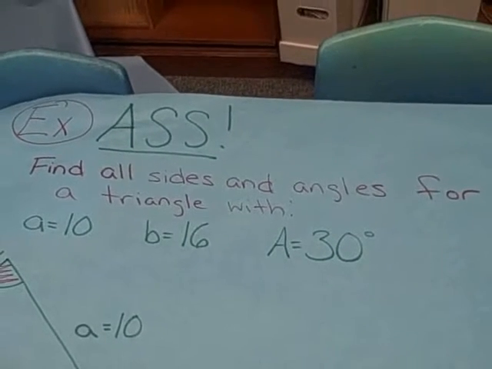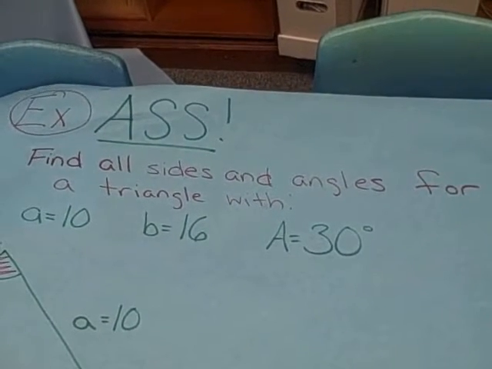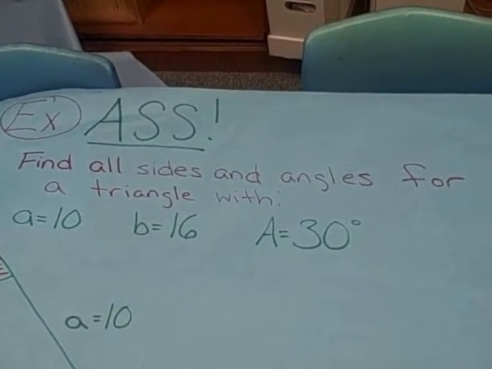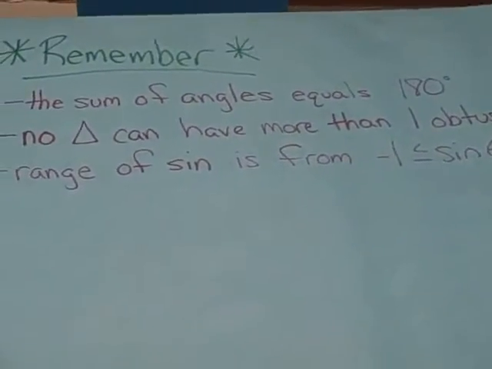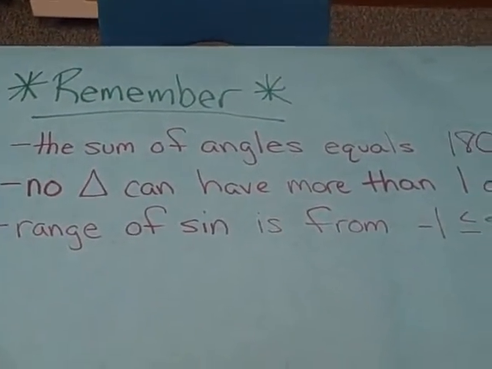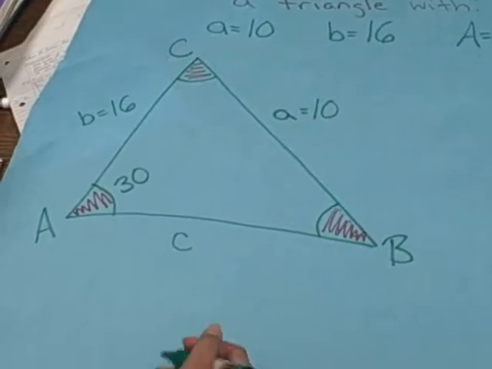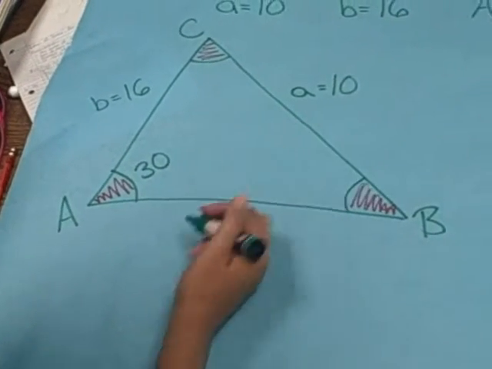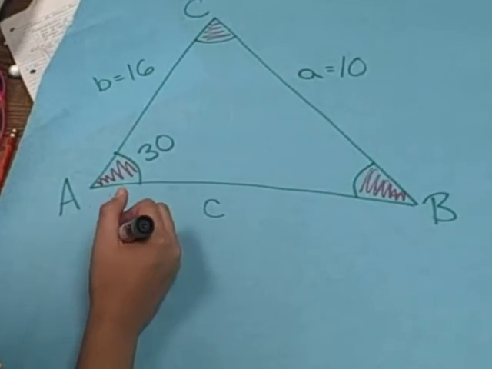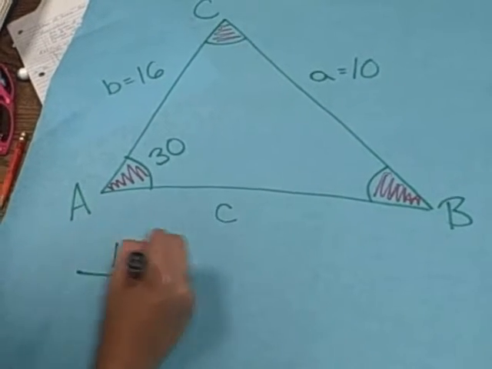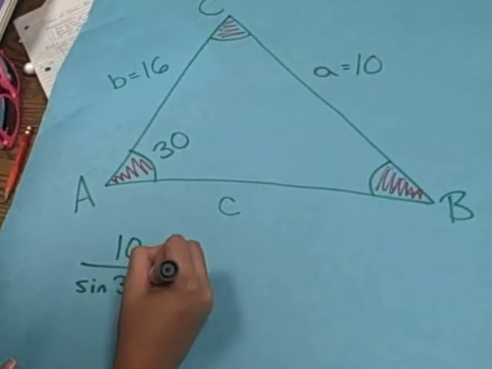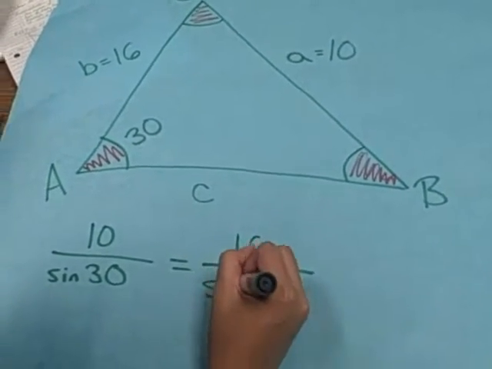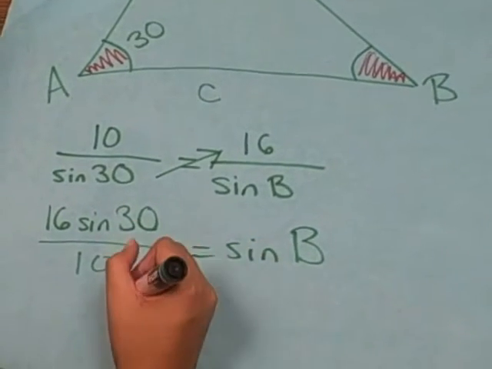Okay, and this is our third example, in which we will be discussing the ASS problem, the angle side side. And there are three important things you need to remember for an ASS problem. So to begin this problem, we will start by finding our big B. So we see what we have given in the problem, and we have little a and big A and little b. So little a is 10 over sine 30, because that's big A, equals little b, which is 16, over sine B. You see that that equals 0.8.